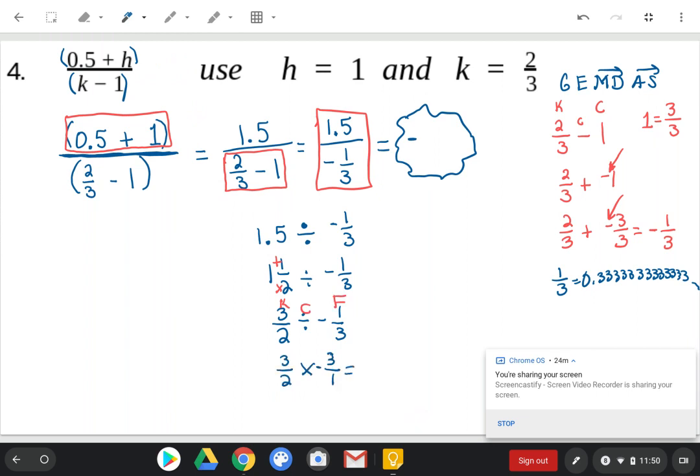And now I am ready to multiply across. 3 times 3 is 9, and 2 times 1 is 2. Don't forget that negative sign. So my answer is -9/2. If I wanted to, I could express -9/2 as -4.5. I could also express -9/2 as -4 and 1/2. These all mean the same thing.